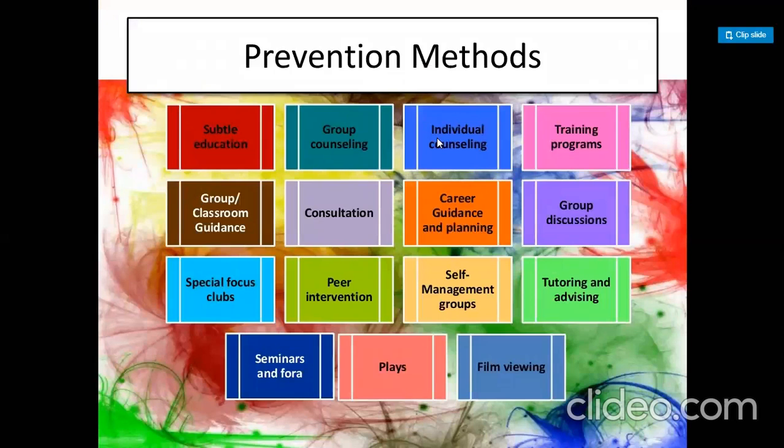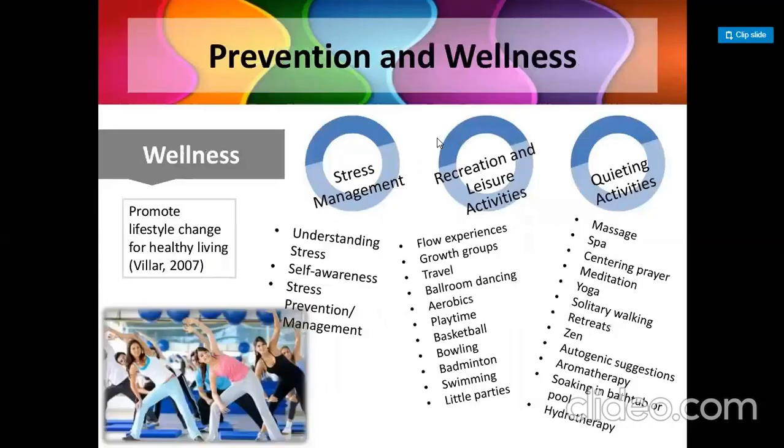What are the prevention methods? Prevention methods can be subtle education, group counseling, individual counseling, training program, group classroom guidance, consultation, career guidance, group discussion, and so on and so forth. Okay. So what are the different types of prevention and wellness services that you can give to your students? So, wellness is to promote lifestyle change for healthy living by Villiard 2007. It can be stress management, understanding stress, self-awareness, stress prevention, and management.